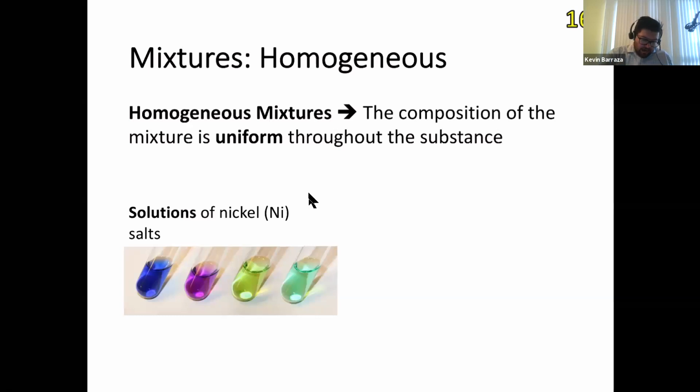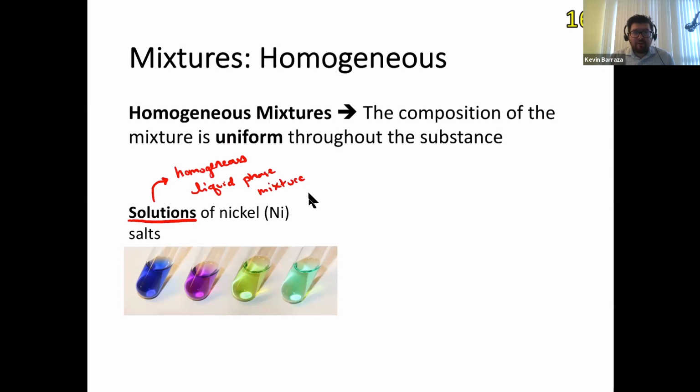So we're going to talk at length about solutions later. A solution is a homogeneous liquid, maybe I'll emphasize liquid phase, mixture. So that's literally what a solution is. It's a homogeneous liquid solution, liquid mixture.